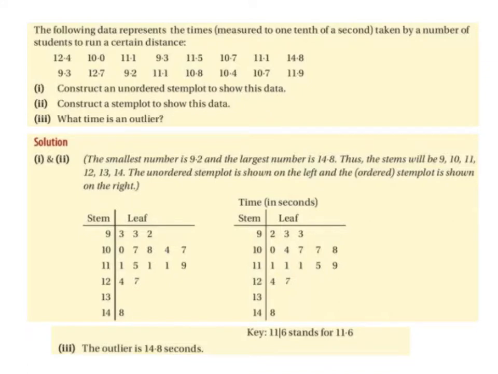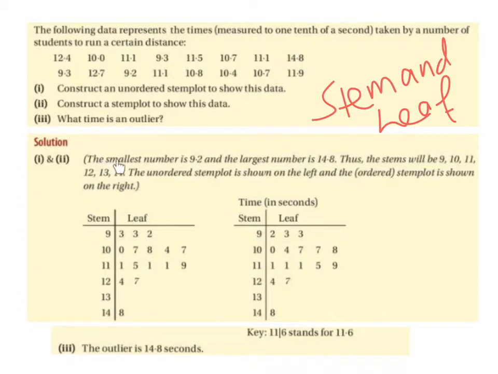This can also be called a stem and leaf diagram. The smallest number is 9.2. We have a look in our list. 9.2 is the smallest number. And the largest number is 14.8. 14.8 is the largest number. Thus, the stems will be 9, 10, 11, 12, 13, 14.